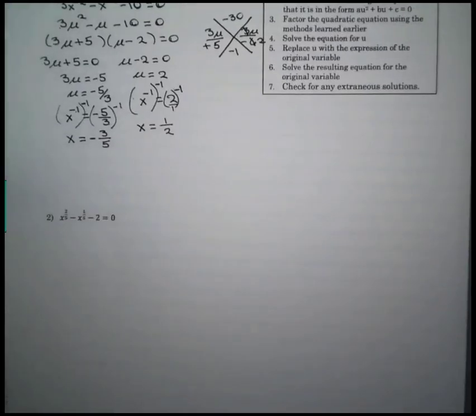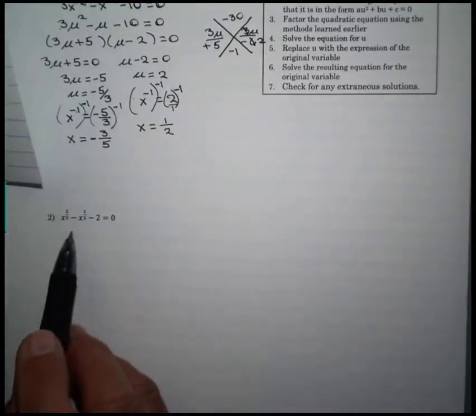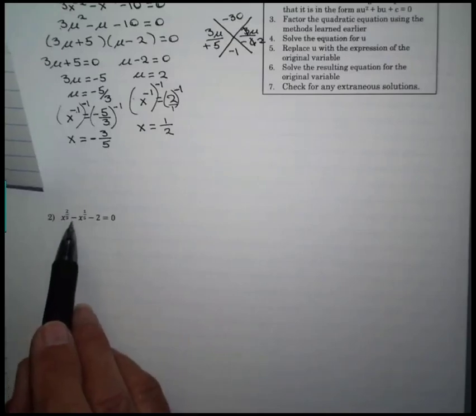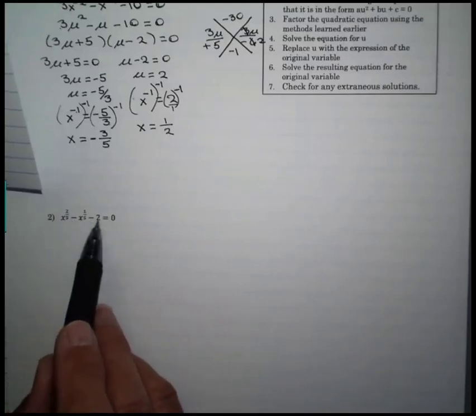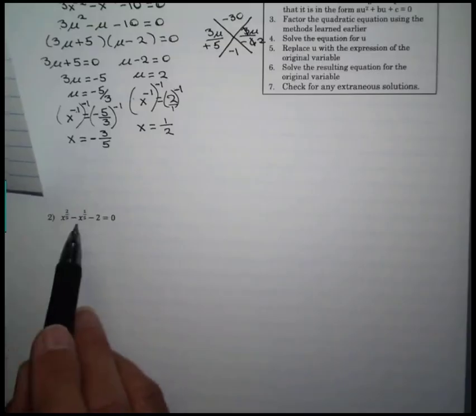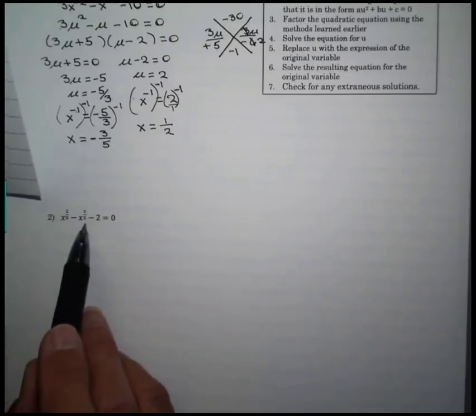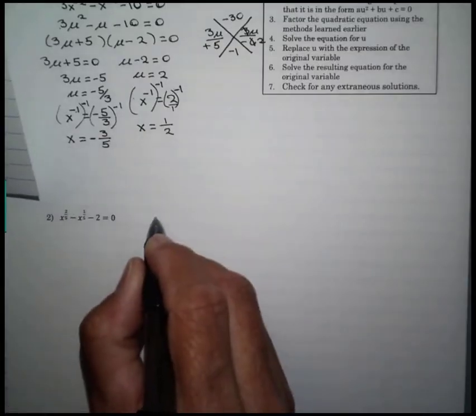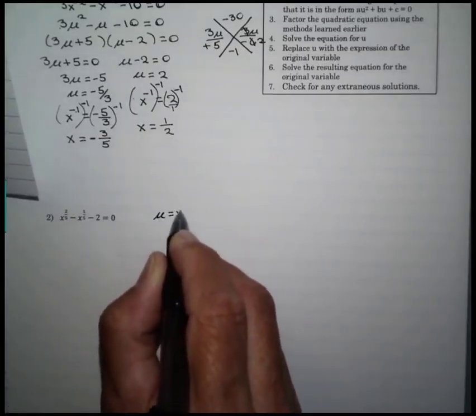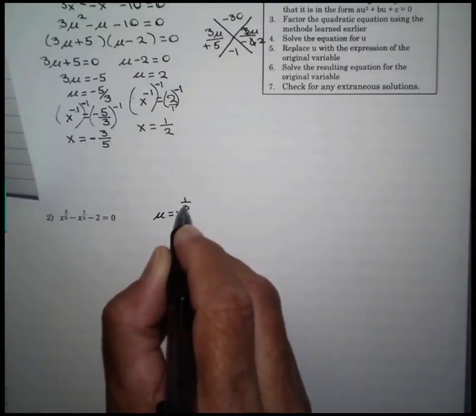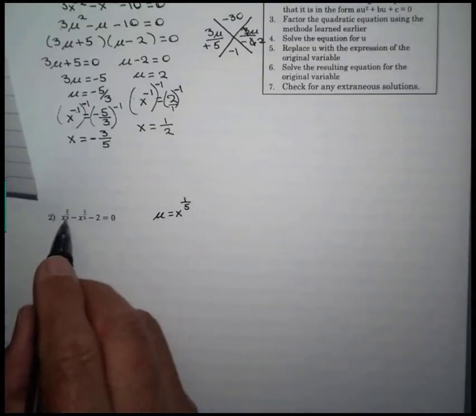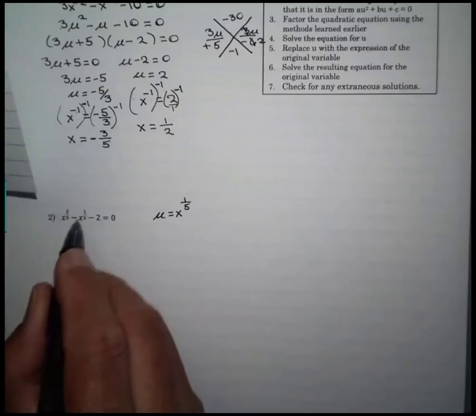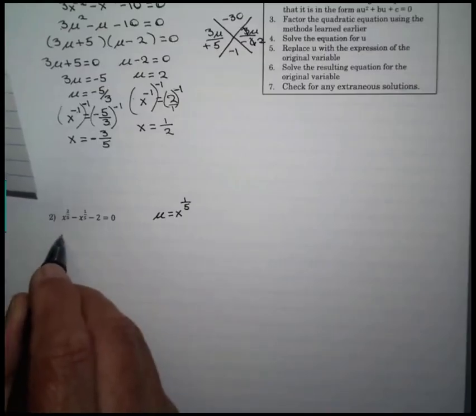Okay, let's look at number 2. This time, I've got x to the 2/5 minus x to the 1/5 minus 2. It's already in a quadratic form. I just have to decide what's u. And I can usually use the b term. I'm going to make u equal to x to the 1/5. I think that'll work because if I squared it, I would have x to the 2/5. So if this is u squared, that's what I want.